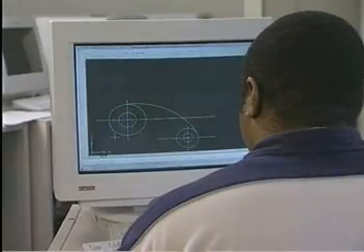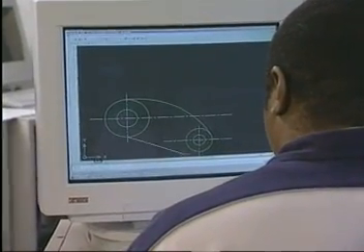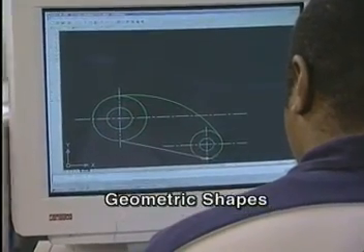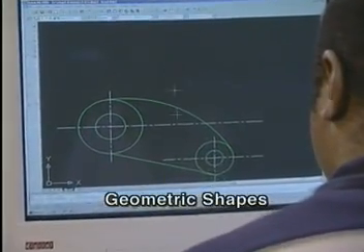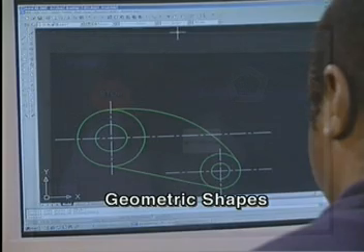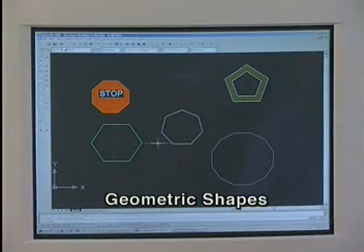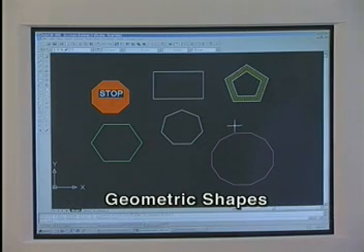When lines or arcs come together to create a closed object, it's called a geometric shape. There are a wide variety of geometric shapes that can be created in drawing development. In this video, we'll examine several of the most popular groups of geometric shapes.